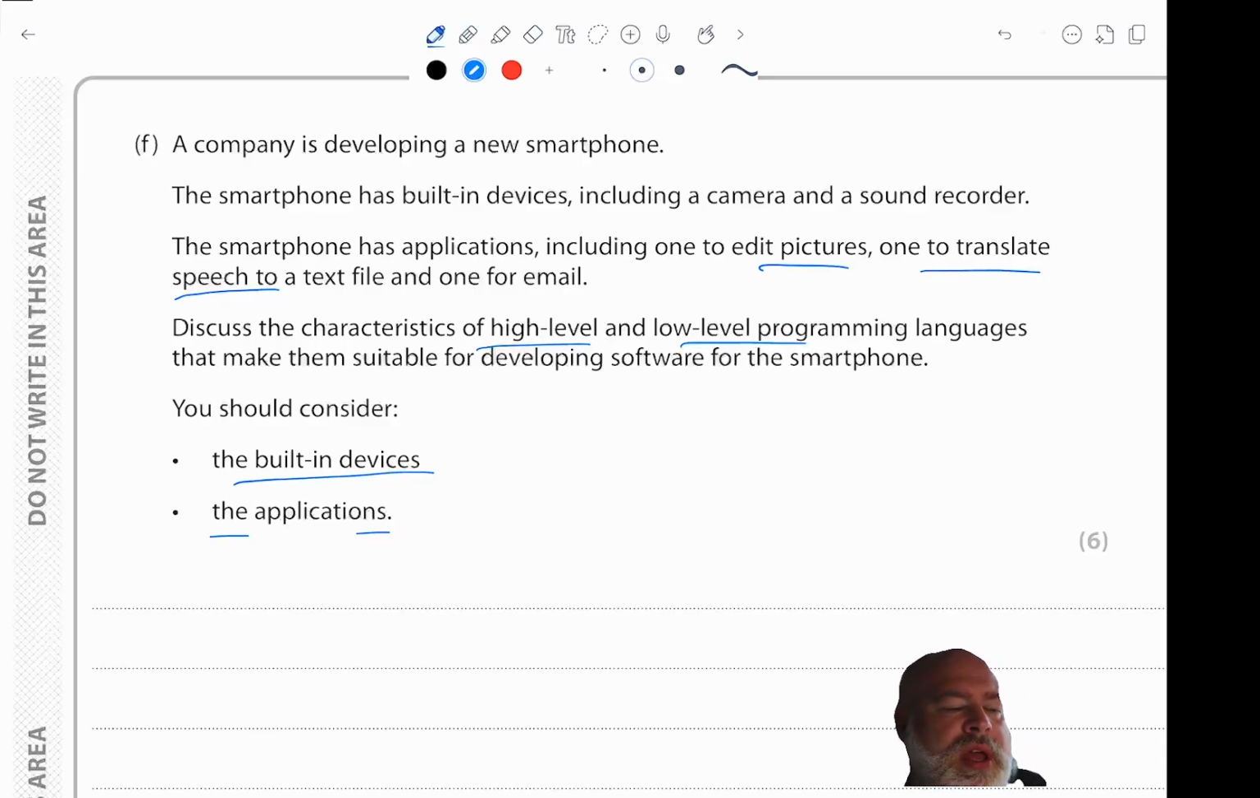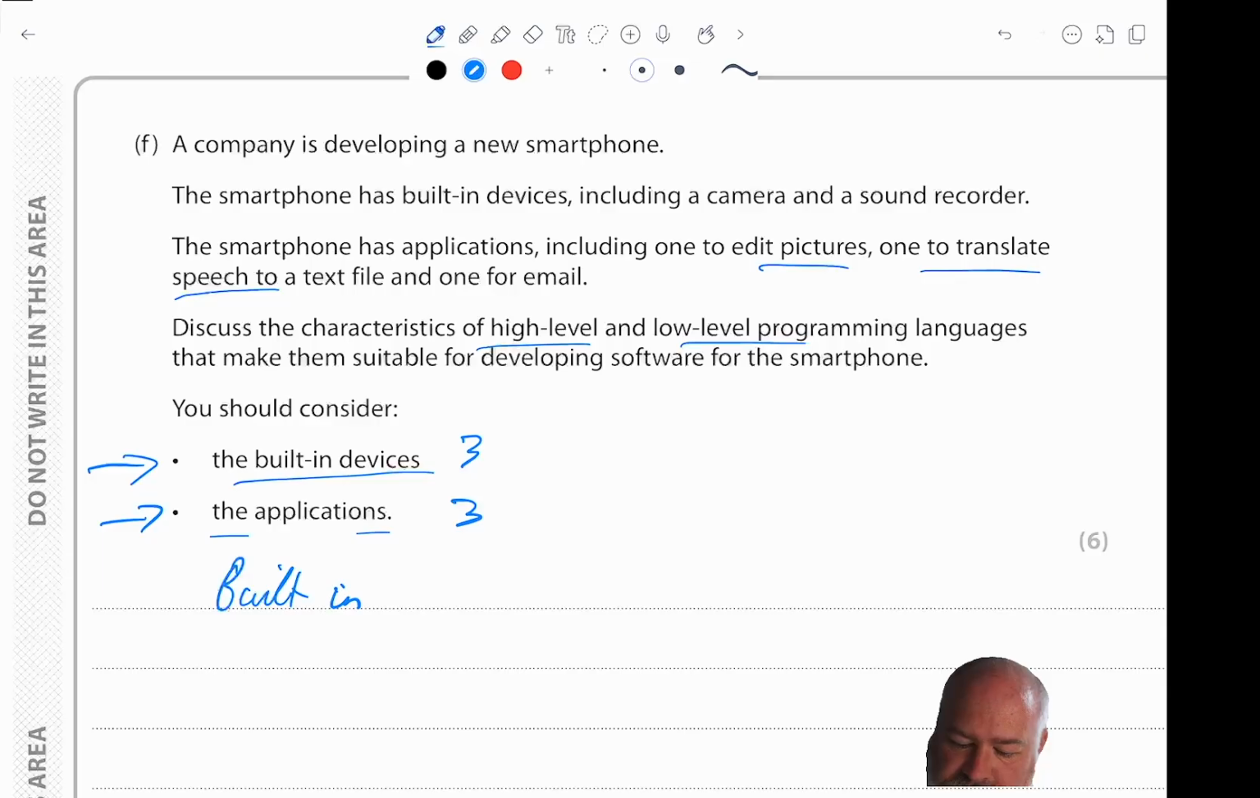What you really want to be doing here is to tell the examiner that you understand what the advantages of a low-level application are. So it's also talking about embedded systems. So rather than being a general purpose computer, a smartphone does certain specific things. So we can talk about built in. You've got 2 bullet points. See if you can give 3 marks for each of those bullet points. I'm going to abbreviate a little bit here.